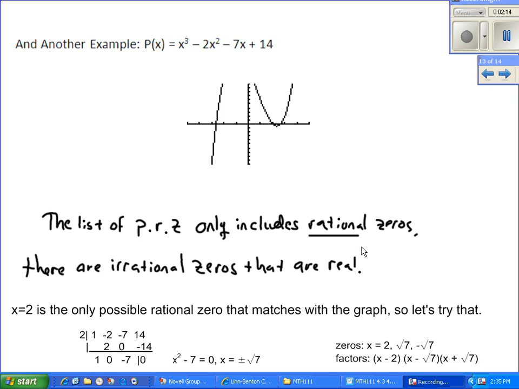So one thing to remember about possible rational zeros, it only includes the rational zeros. If they're irrational numbers, they're still real, so they still show up on the real number line, but they're not rational, so they don't show up in the list of possible rational zeros.